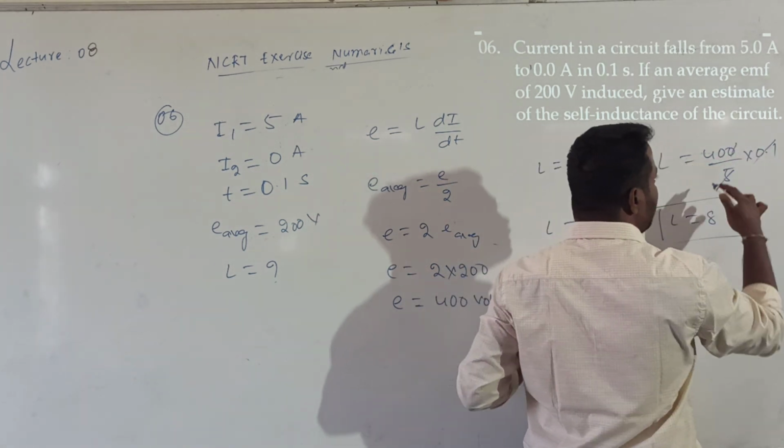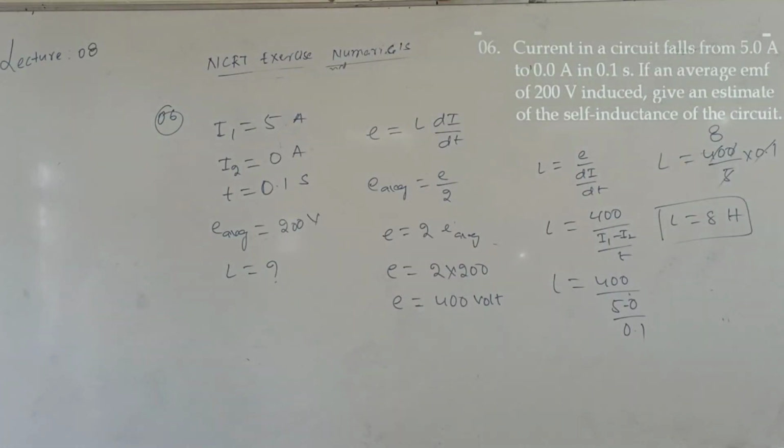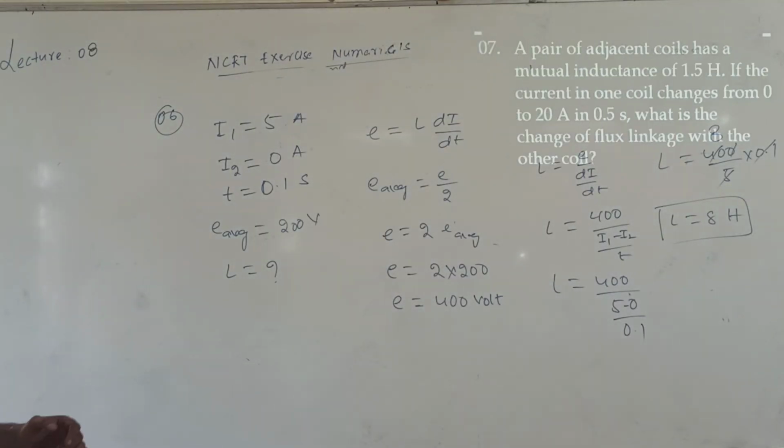0.1 cancel, 5 ones are 5 8s. Okay? This is question number 6 done. Next, question number 7.